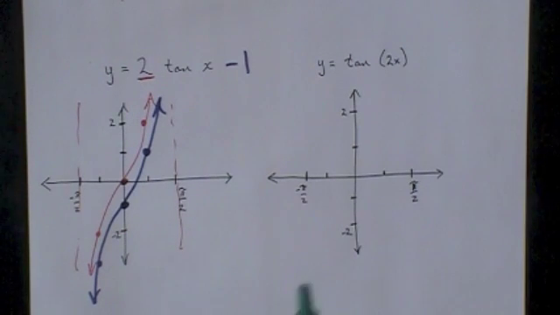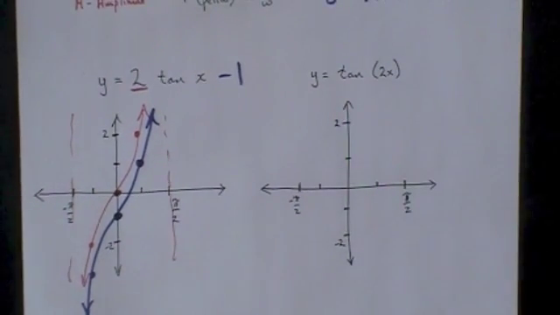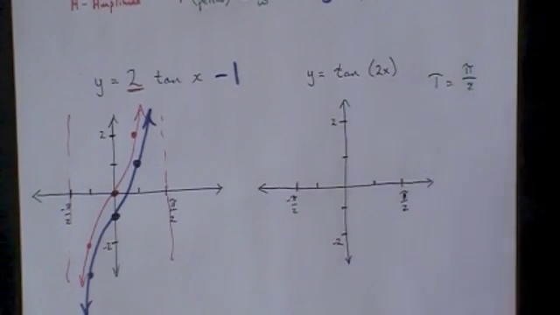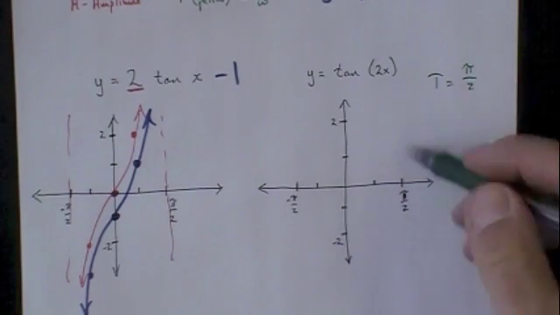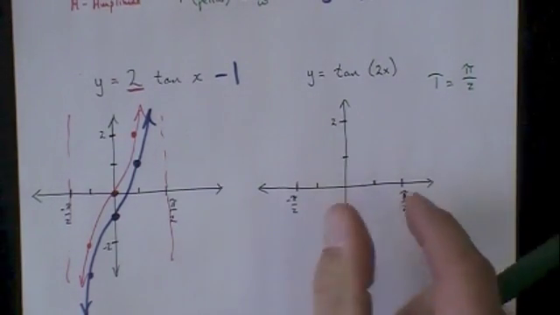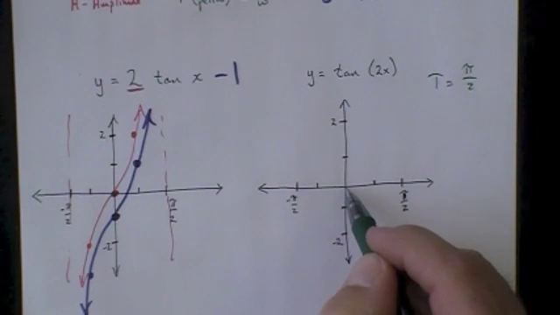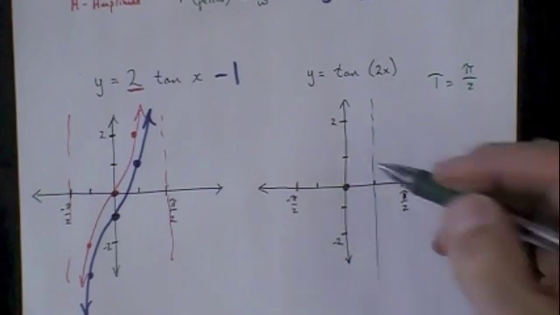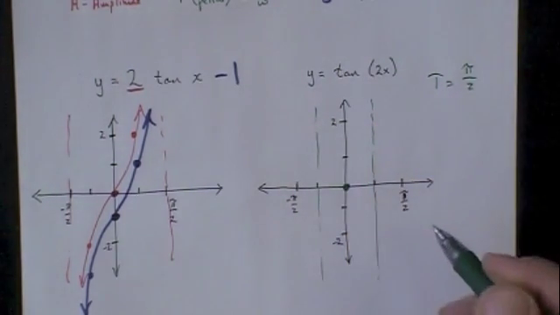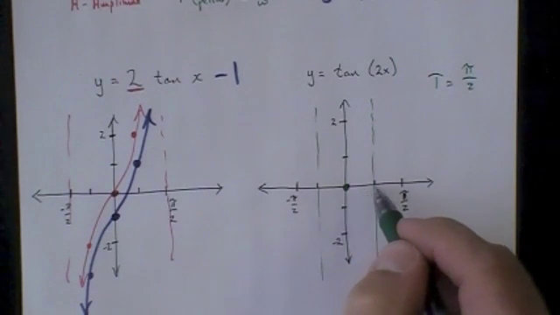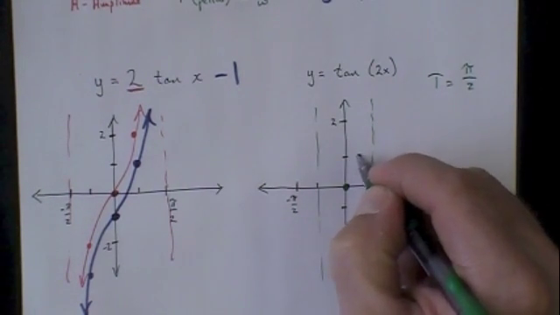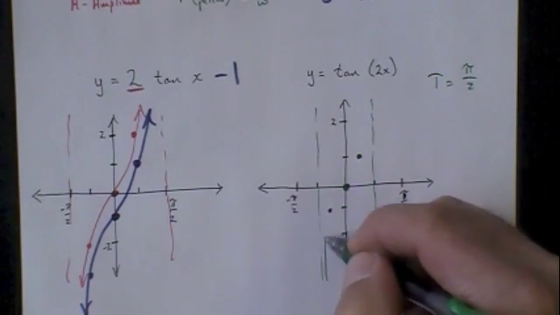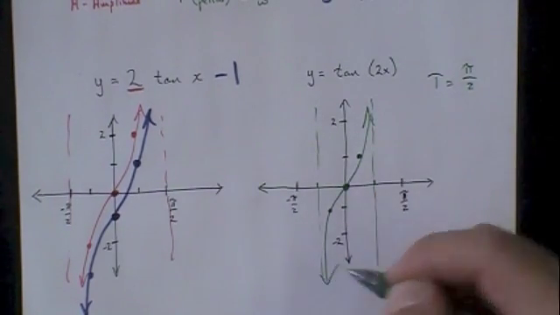If we have y is equal to the tangent of 2 times x, now again the period T is equal to pi over 2. So now instead of having that asymptote here, we have shrunk this down. We're still going to go through the origin, but now that asymptote is here at pi over 4 and here at negative pi over 4. It's also going to squeeze those points in, so halfway in between there is where we hit 1, and halfway in between here is where we hit -1. So it's going to make that a skinny graph like that.